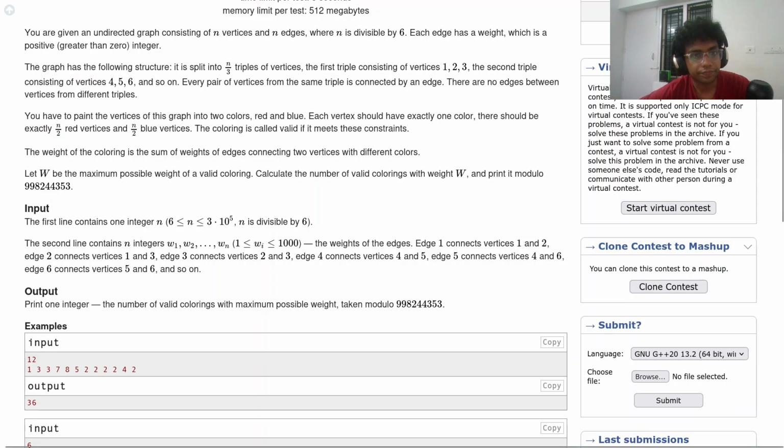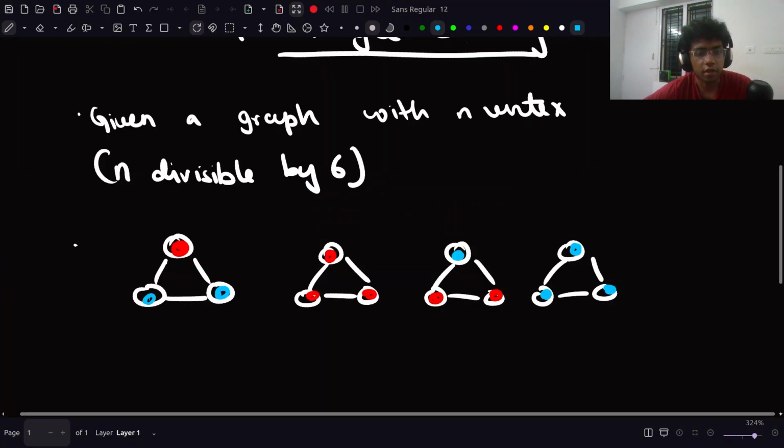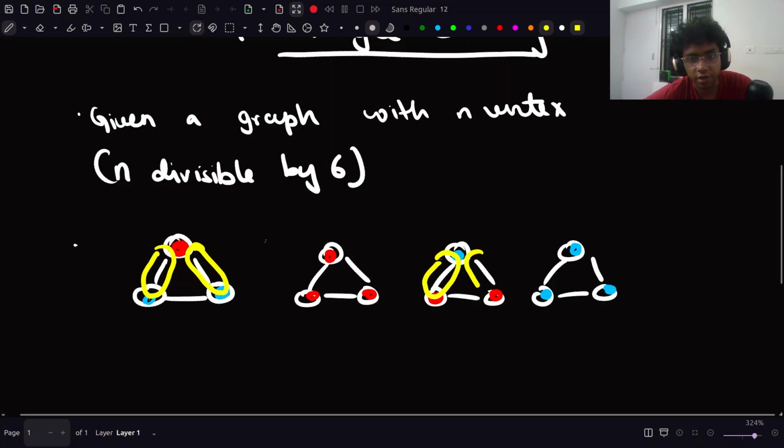Now, the weight of coloring is the sum of weights of edges connecting two vertices of different colors. So we need to find the vertices of different colors. Which vertices can be different colors? One option is these, right? These are vertices of different color. Similarly, these are vertices of different color.